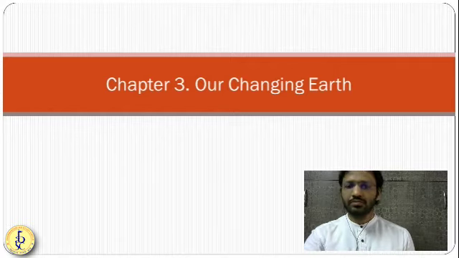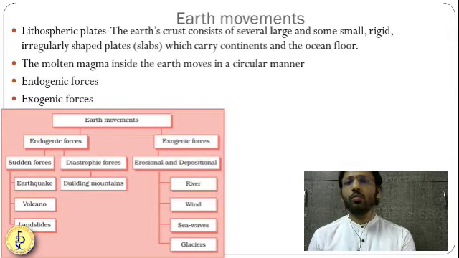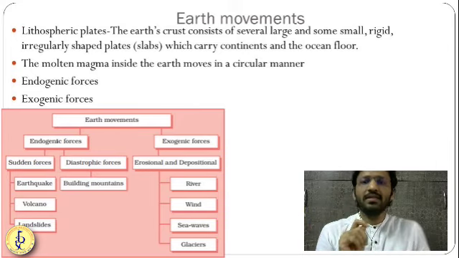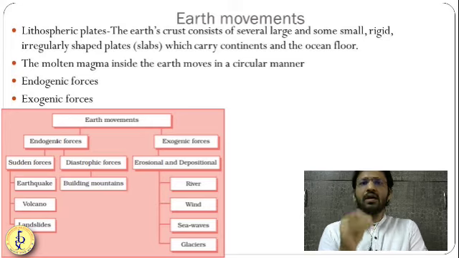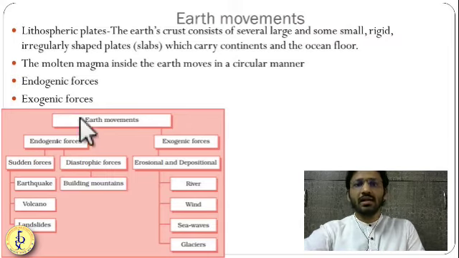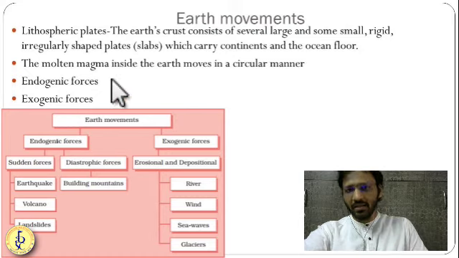So first of all, let us talk about various movements of the earth. In the second or third chapter in the sixth NCERT, we had seen a little bit about movements of the earth. So these little bit movements that we were seeing were about endogenetic forces and exogenetic forces. So here these endogenetic and exogenetic forces are discussed in a little bit more detailed manner.